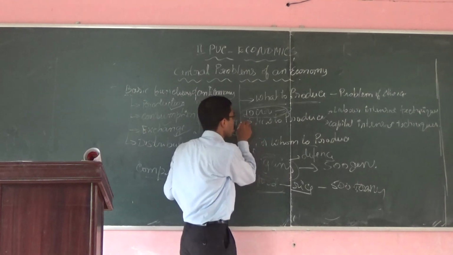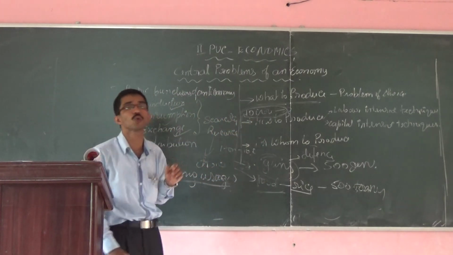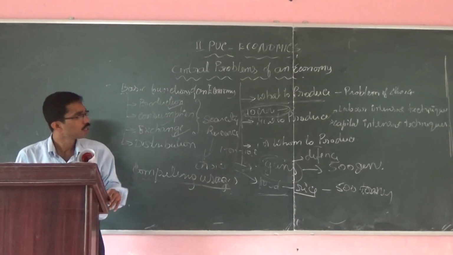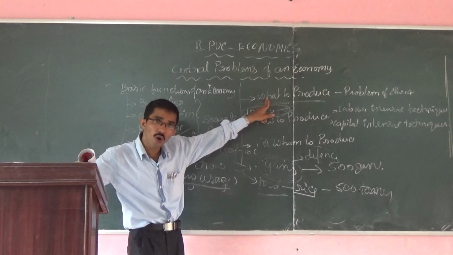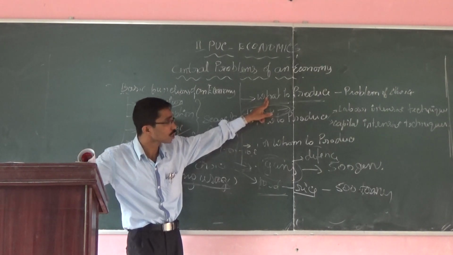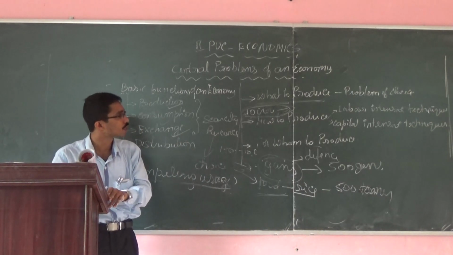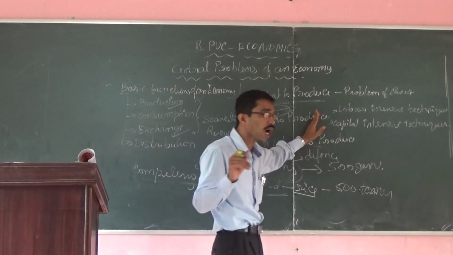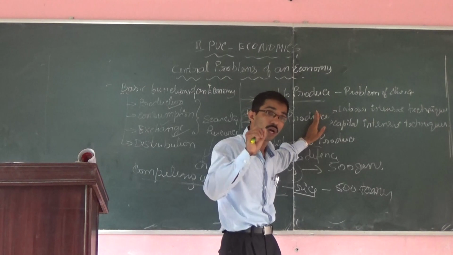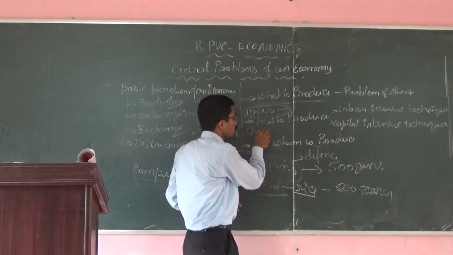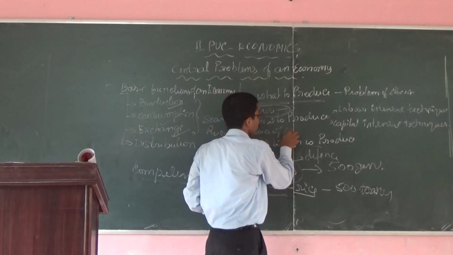And the second problem is how to produce. First of all, what to produce: the problem of choice. And the second one is how to produce: the problem of choice of techniques.